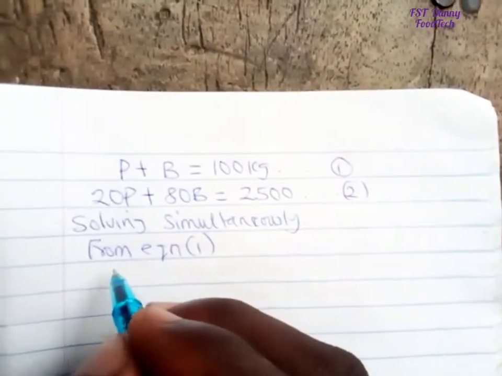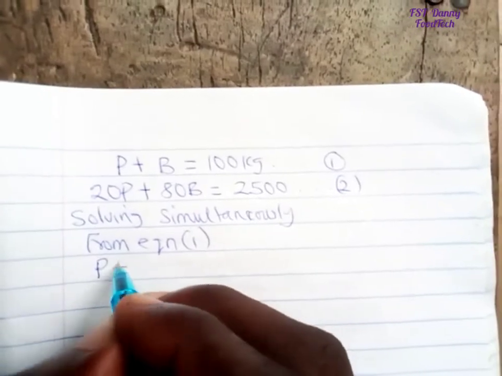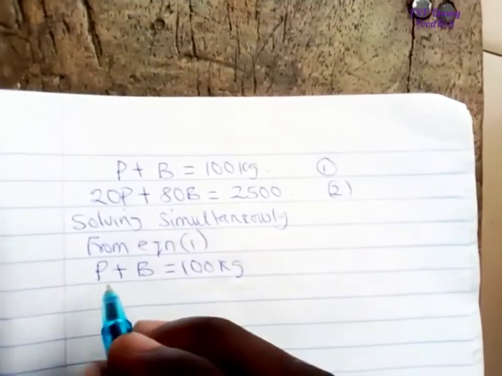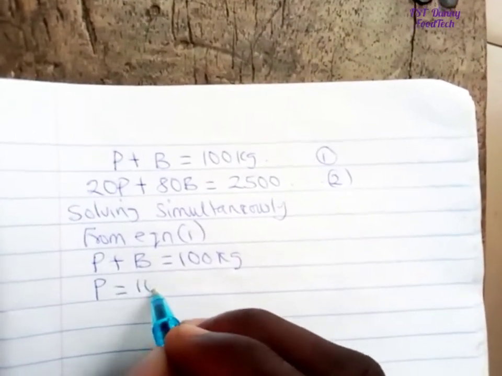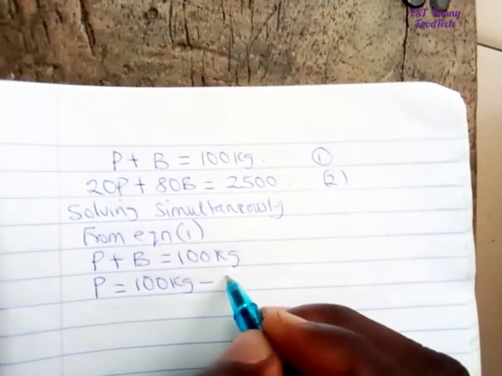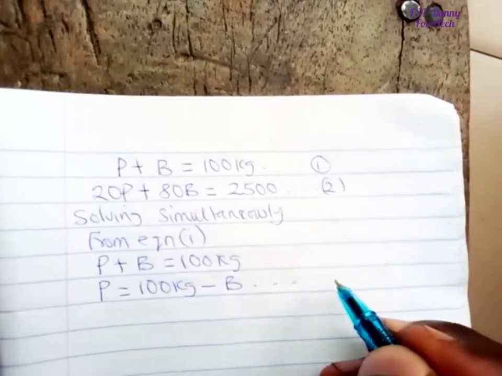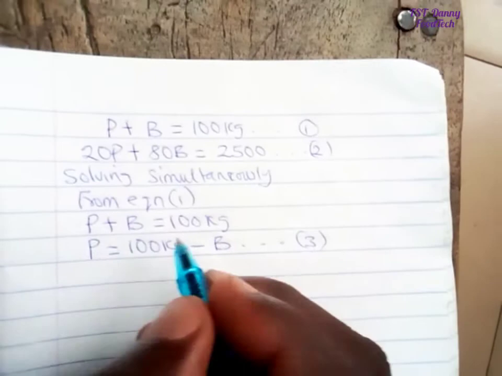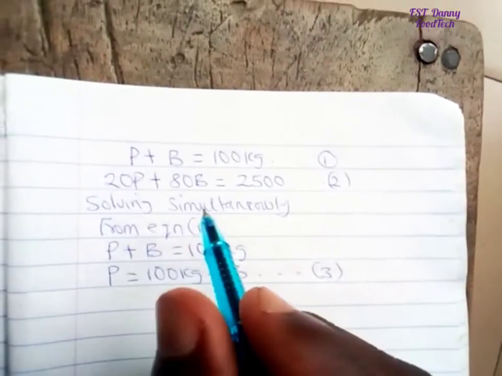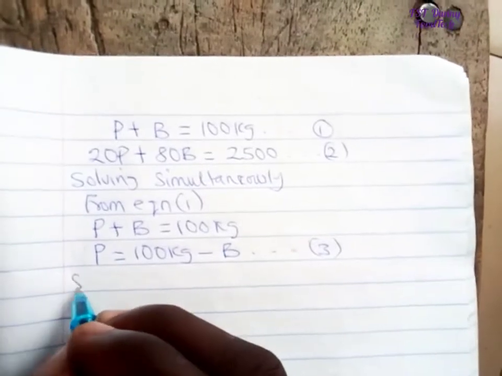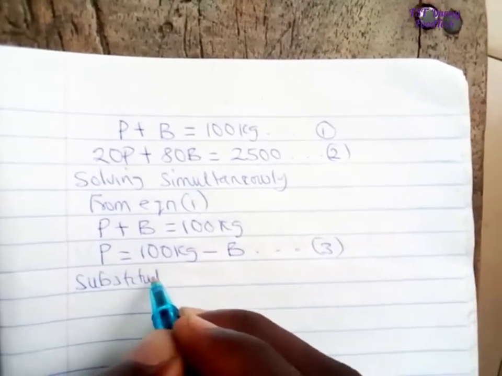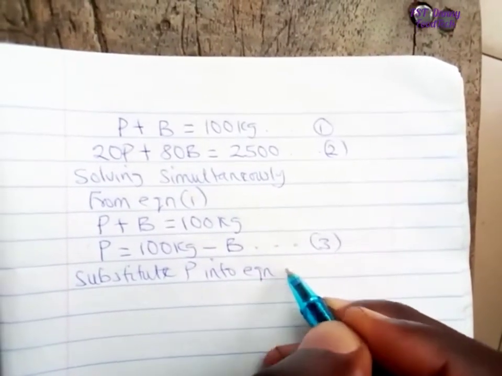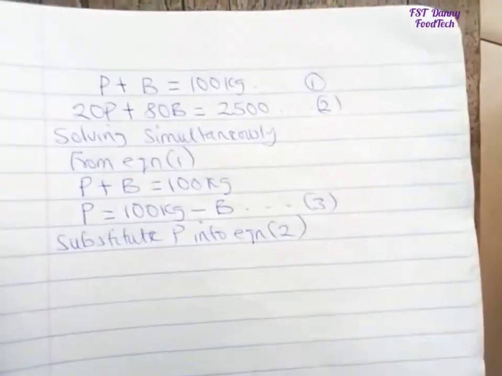So we have P plus B equal to 100 kg, and so P is equal to 100 kg minus B. This will now be our equation 3. Now the next thing we'll do is substitute equation 3 for the value of P in equation 2.